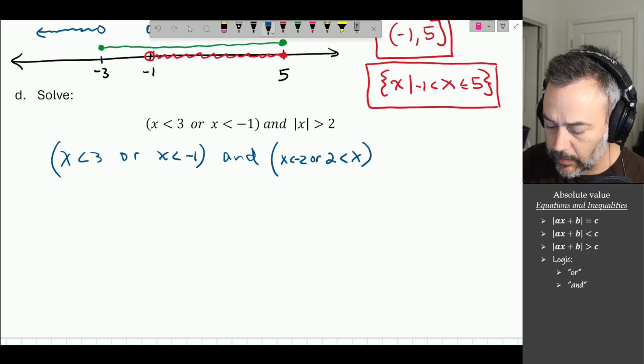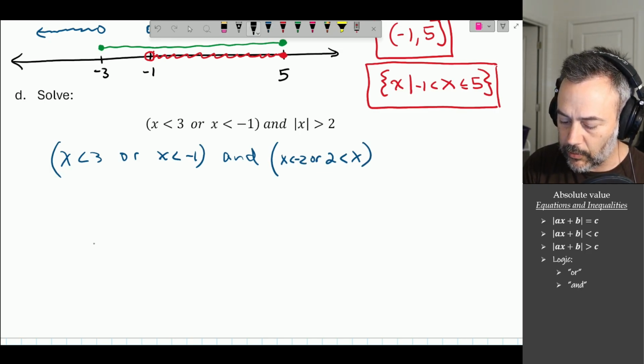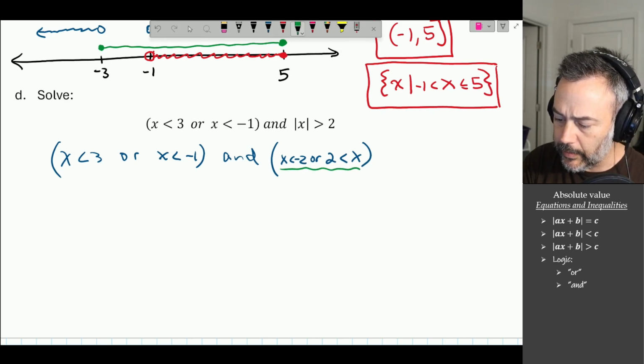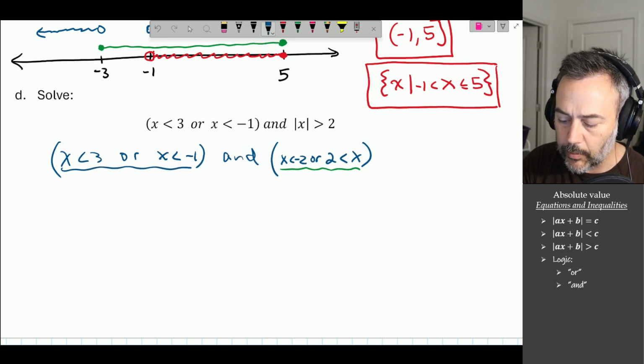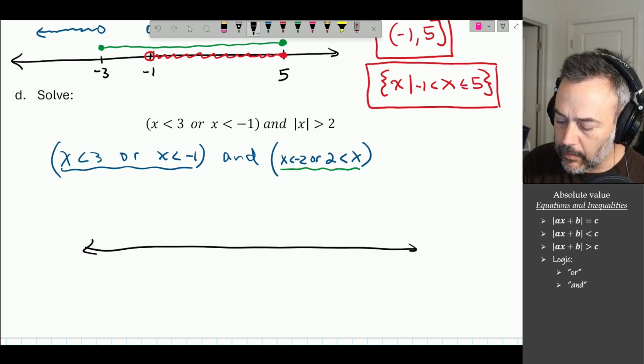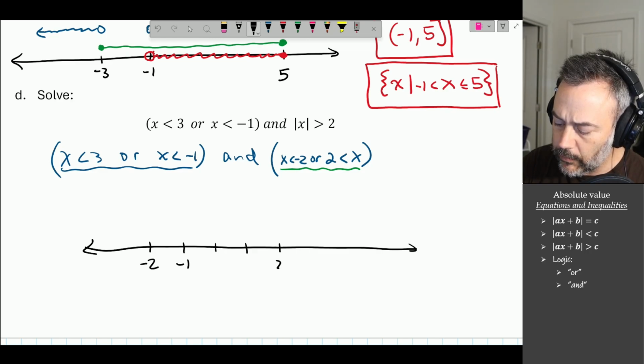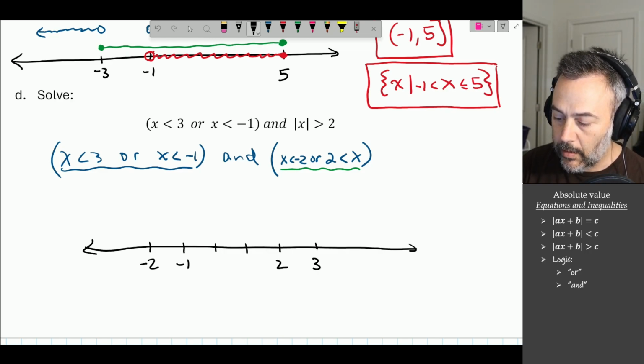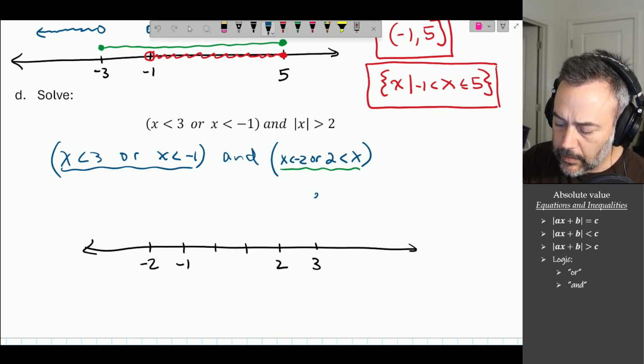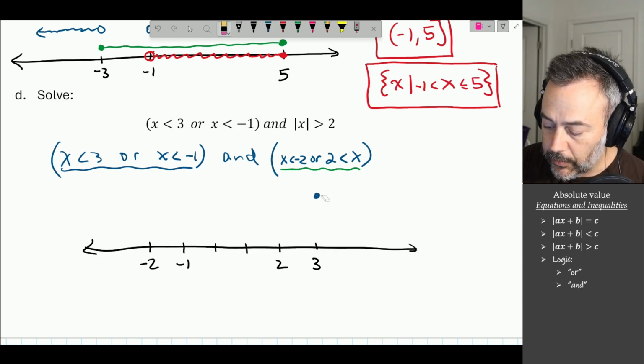So we got these two parts. We can actually just graph this right away. Let's see, I'll do the right-hand side in green and the left-hand side in blue. Here's the number line in black. The important numbers are negative 2, negative 1, 0, 1, 2, 3. And the blue set is everything less than 3.